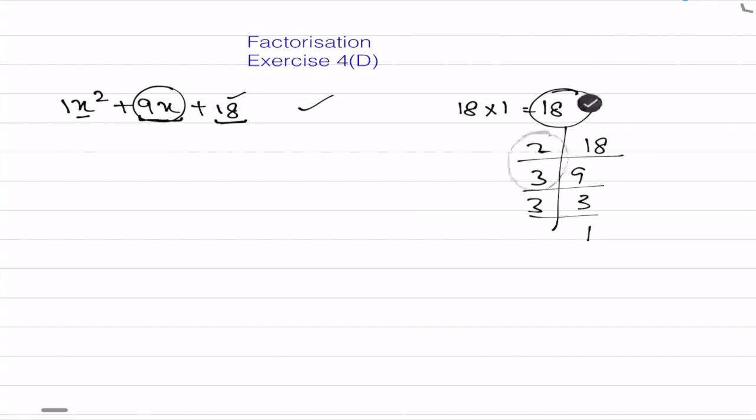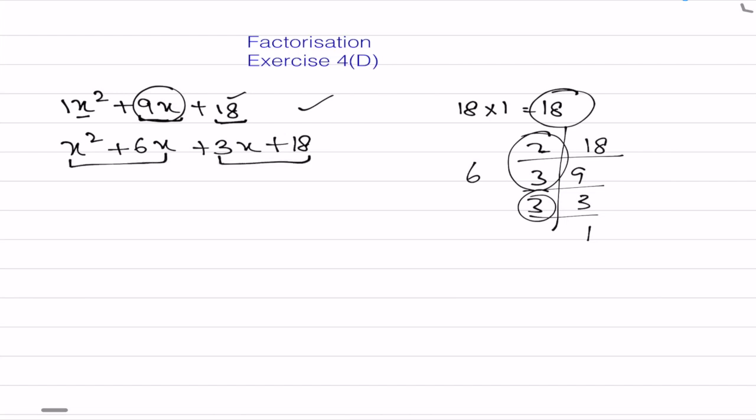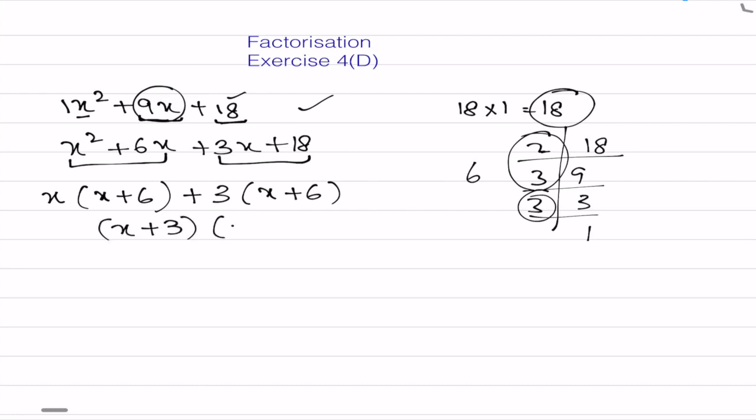If we take 3 into 2, 6, 6 and 3, 9. 6 plus 3 is 9. So splitting of the middle term 9x, we will split it like this: x square plus 6x plus 3x plus 18. Rest of the step is same as the previous methods: grouping the first two terms and the last two terms and taking out the common factor. So x is common, x into x plus 6 plus 3 into x plus 6. So the factors are x plus 3 into x plus 6.